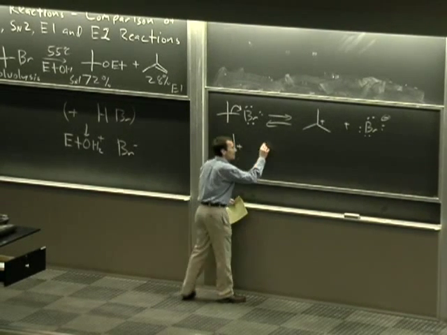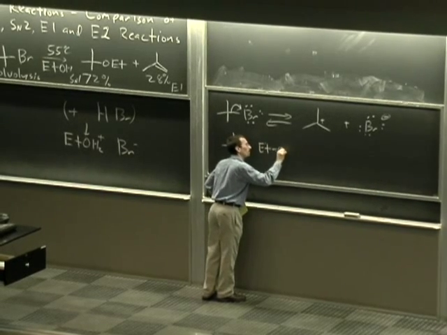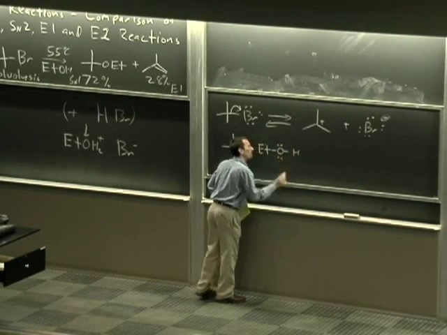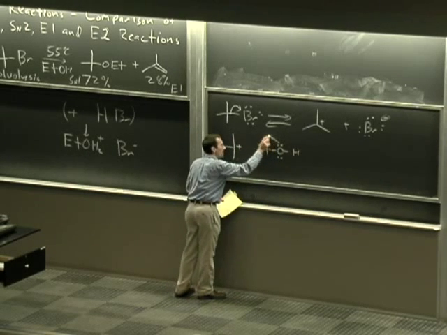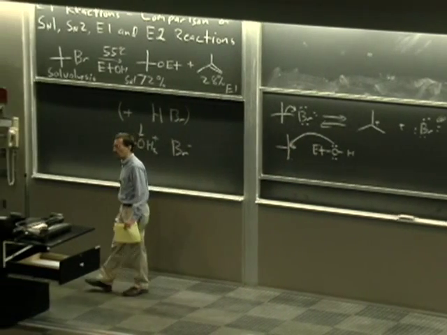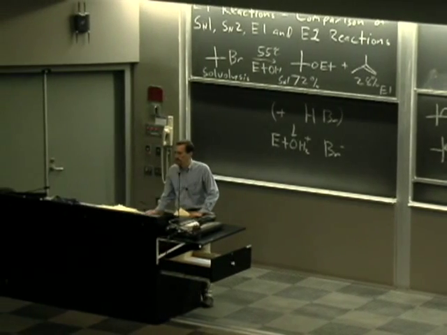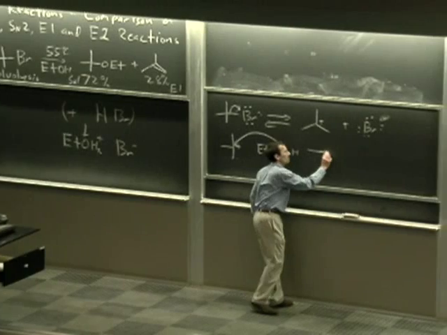Here's our carbocation. Here's our ethanol. Ethanol has electrons. It's a nucleophile. The carbocation wants electrons. We draw our curved arrow flowing from the electrons to the atom that wants electrons, representing the formation of a bond.